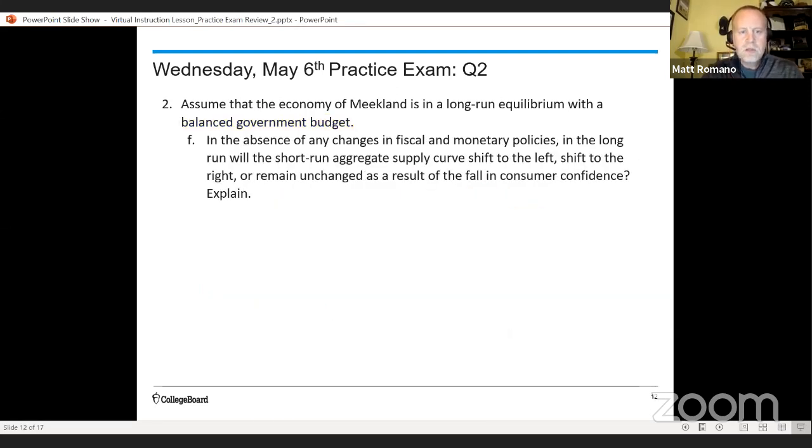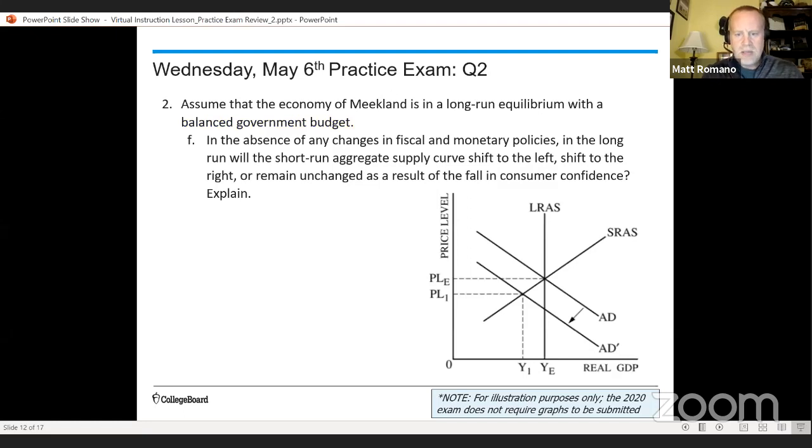So part F. In the absence of any changes in fiscal monetary policy, in the long run, will the short run aggregate supply curve shift to the left, shift to the right, or remain unchanged as a result of the fall in consumer confidence? Explain. Okay, a couple things to keep in mind here. We've had a lot of changes in the course of this question. You might want to remind yourself where you are. This is what our initial aggregate demand, aggregate supply model would have looked like. That decrease in consumer confidence took us from full employment to a point below full employment, Y1, where we have a recessionary gap. That's where this question picks up.